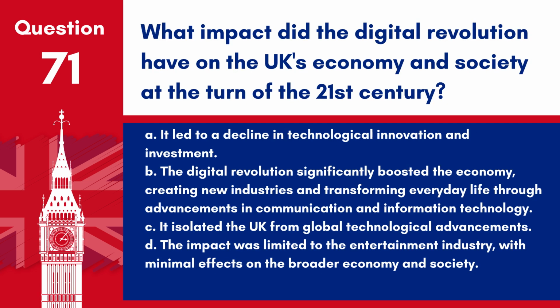Question 71. What impact did the digital revolution have on the UK's economy and society at the turn of the 21st century? A. It led to a decline in technological innovation and investment. B. The digital revolution significantly boosted the economy, creating new industries and transforming everyday life through advancements in communication and information technology. C. It isolated the UK from global technological advancements. D. The impact was limited to the entertainment industry, with minimal effects on the broader economy and society.